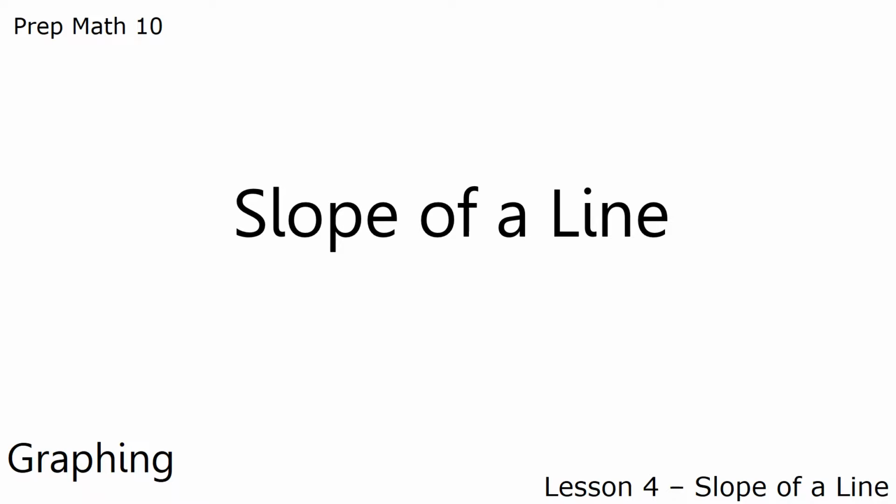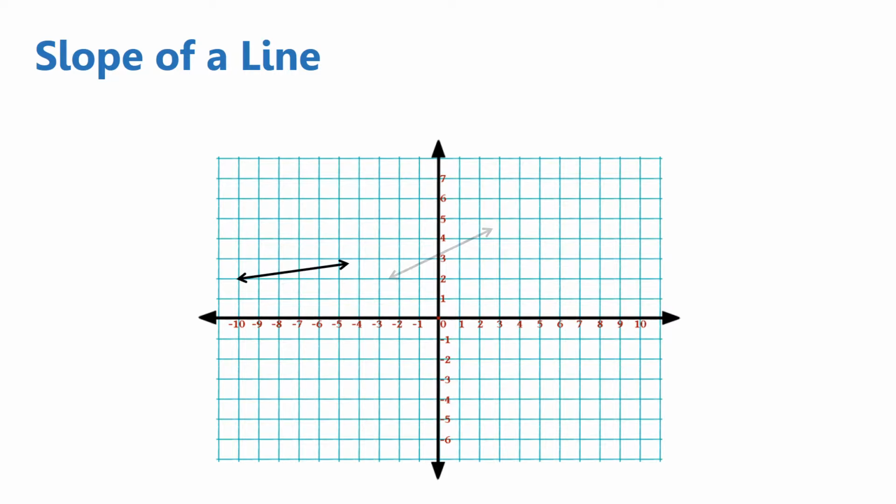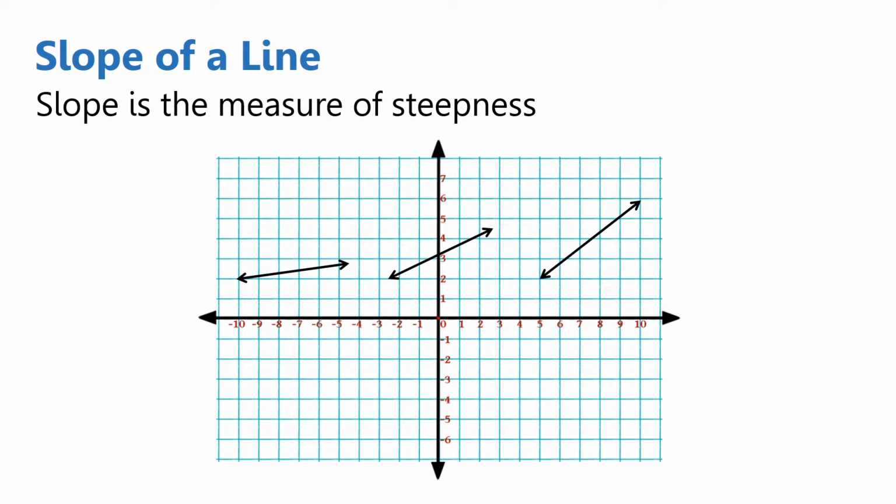In this video, we're going to look at the slope of a line. Let's compare these three lines. What do you notice is different about them? Many of you will say the steepness. When we're talking about the slope of a line, we're talking about its steepness.